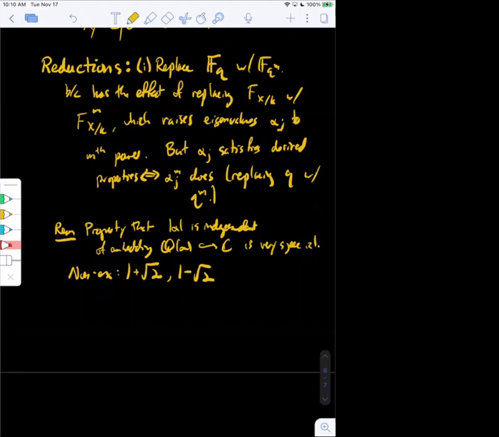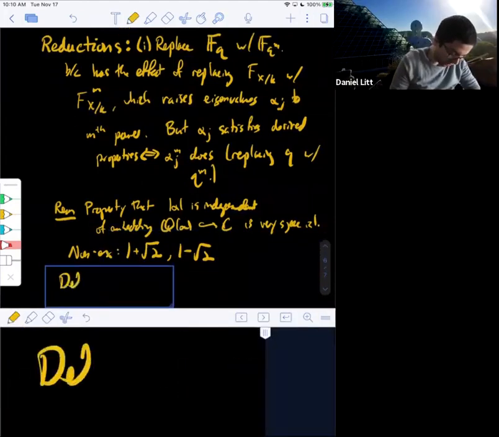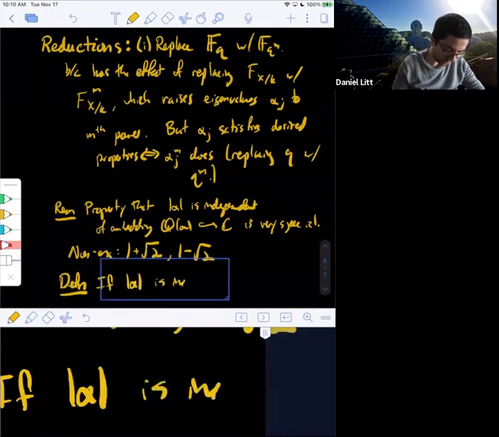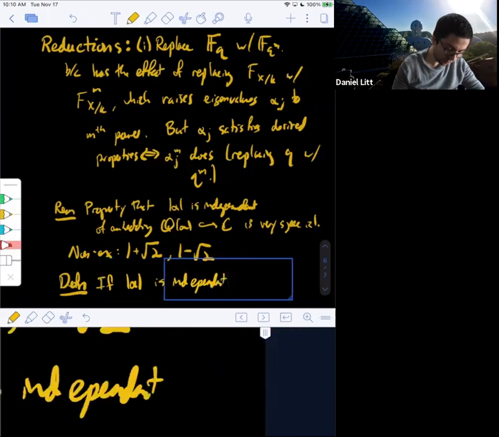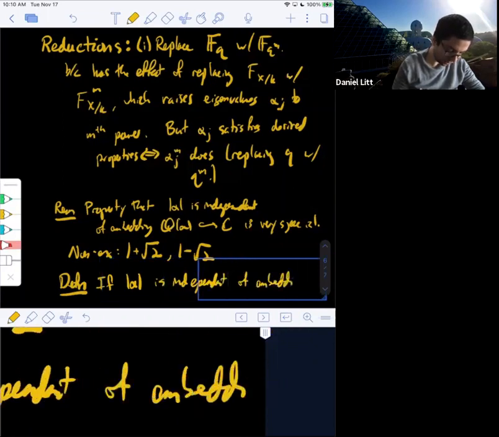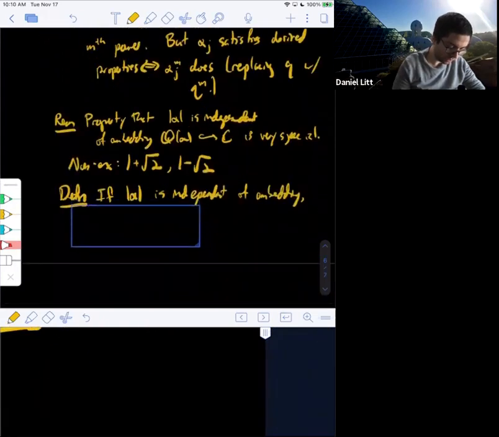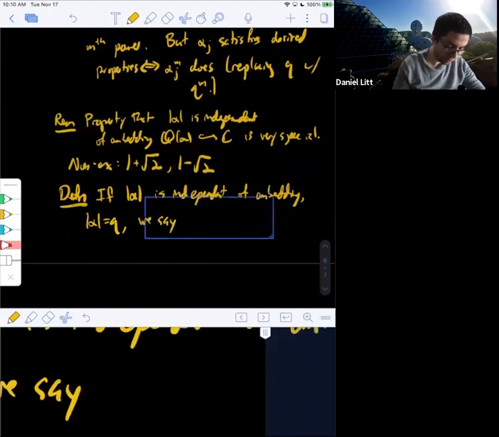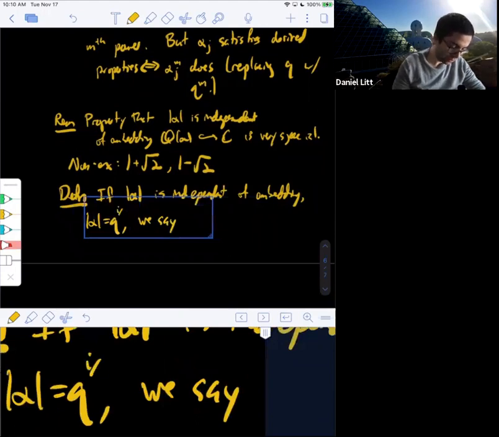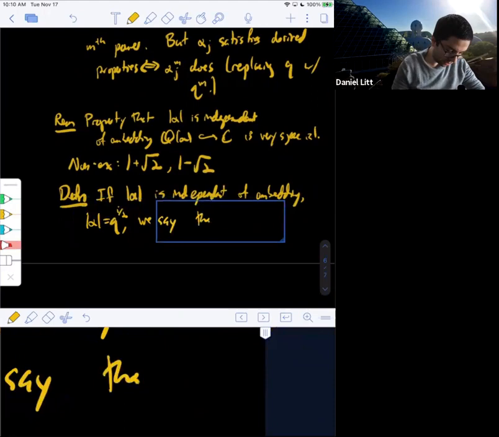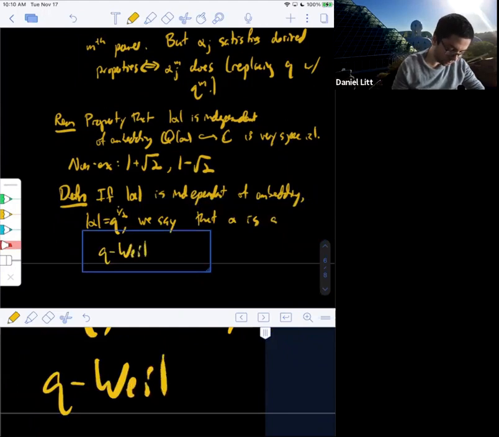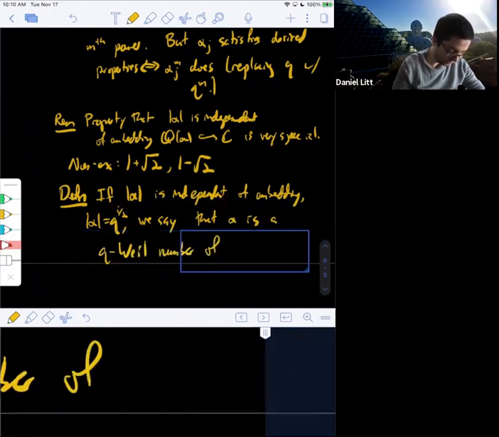So these numbers. Let me make a definition here. If the absolute value of alpha is independent of the embedding, as above, and let's say the absolute value of alpha equals some q to the i over 2, we say that alpha is a q-Weil number of weight i.